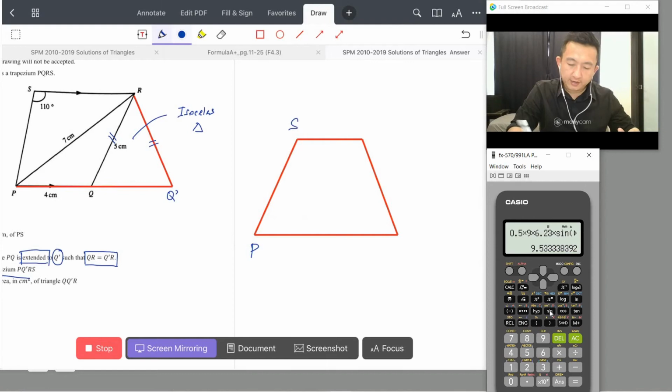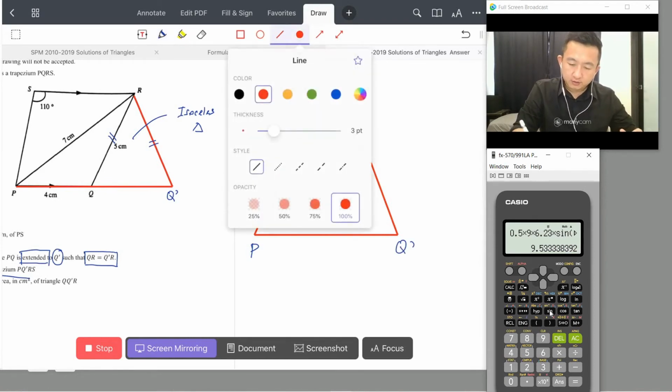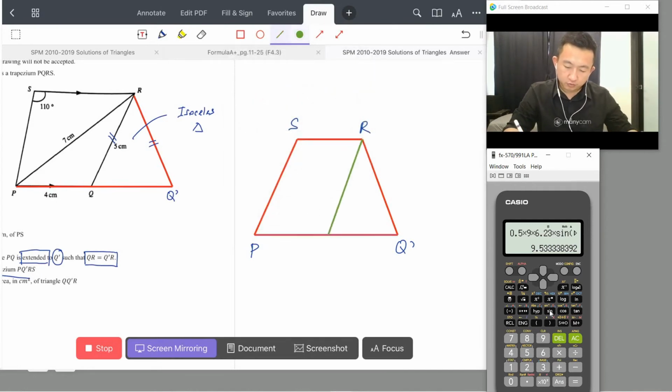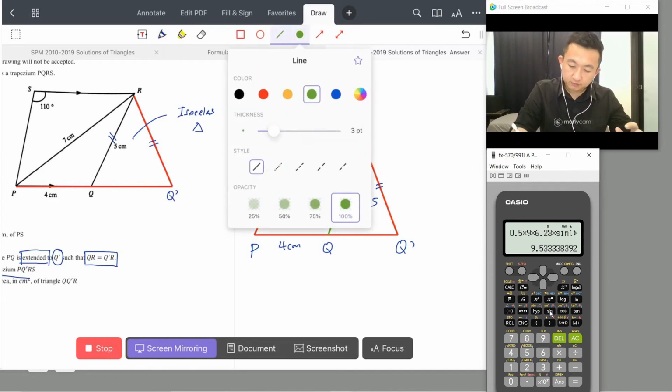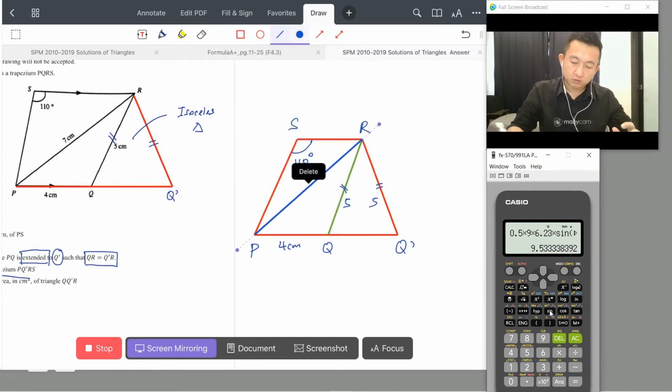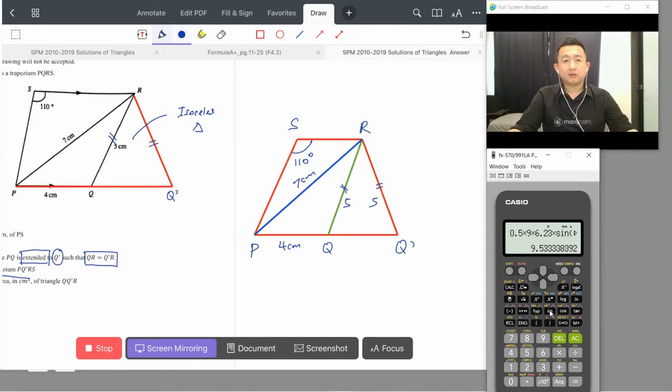P, S, R, Q prime. You can draw the line for RQ as well to show that you know that it's a different shape. So this is Q, and put in the information that you know: 5 cm, 5 cm, and then this is 110 degrees, then this is 4 cm. Now you have another line here, P to R, 7 cm. Okay, this is how you sketch it.